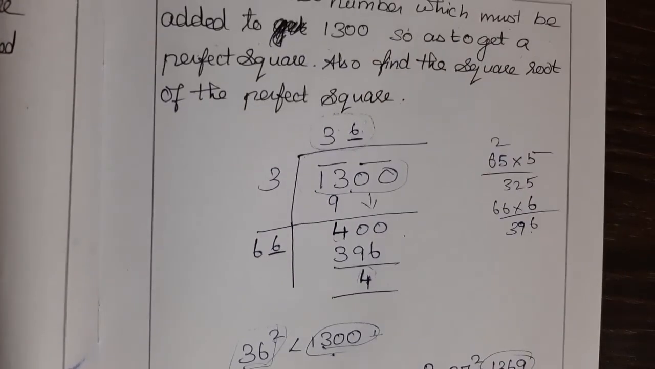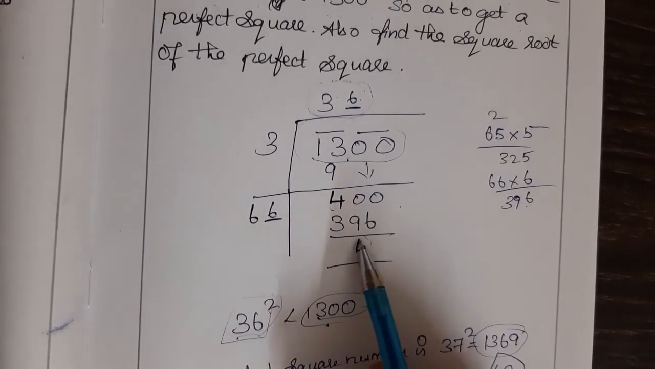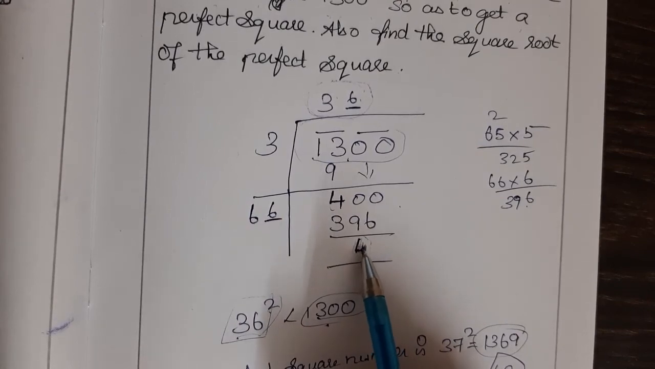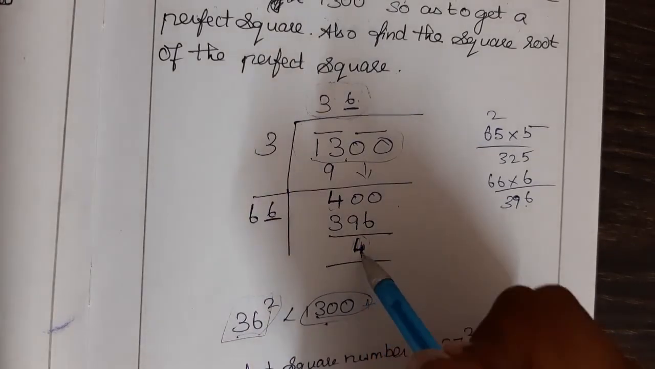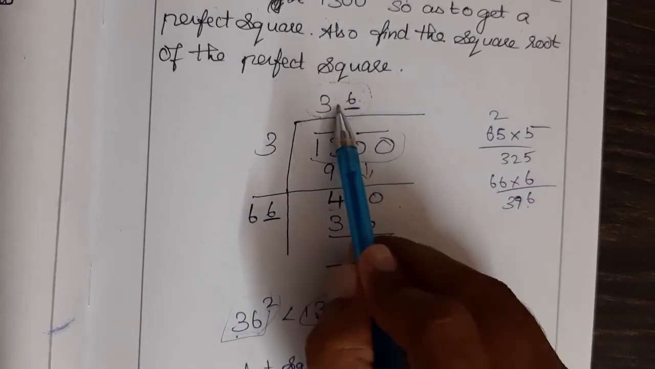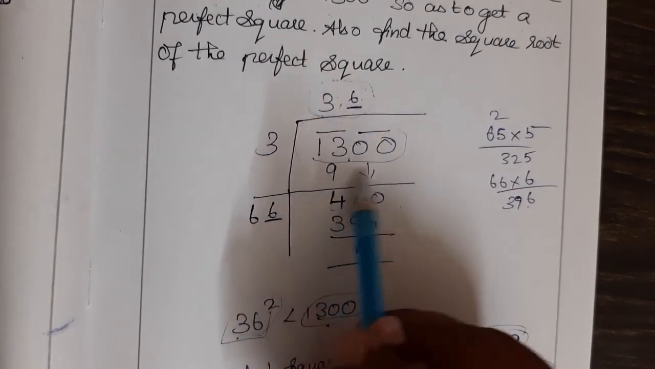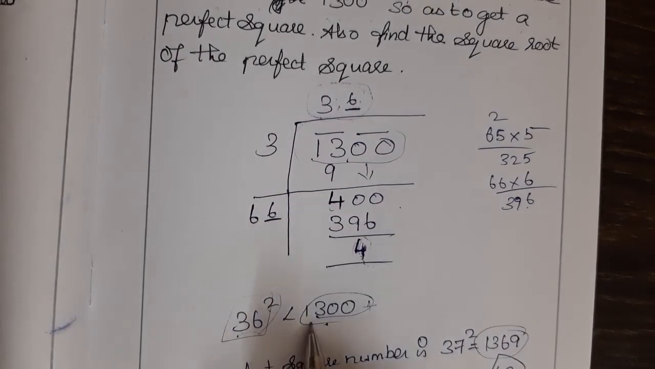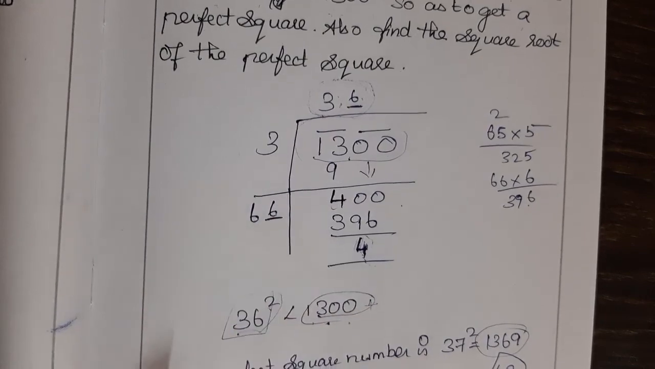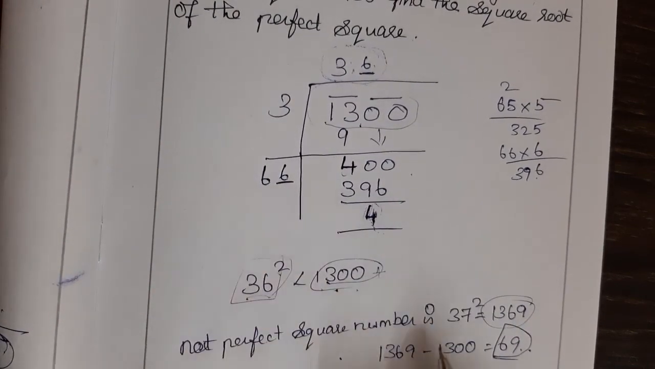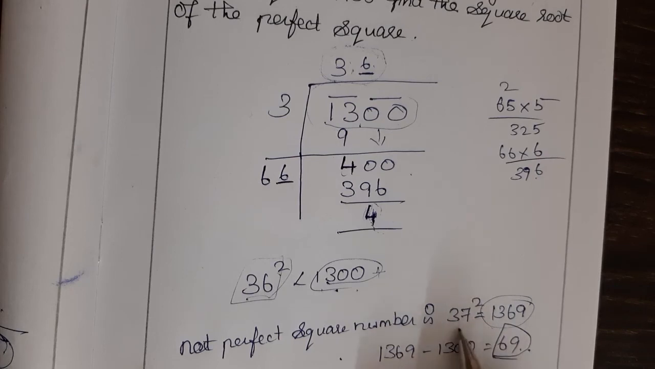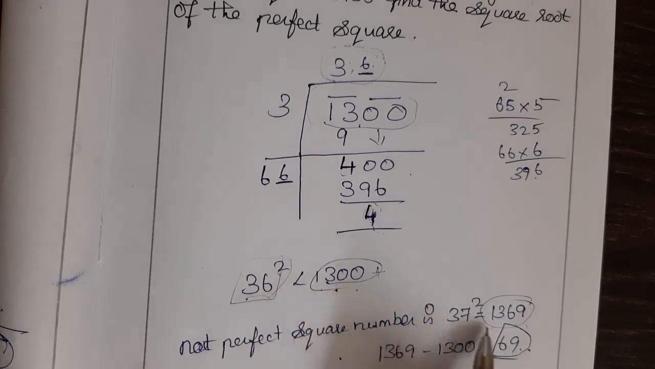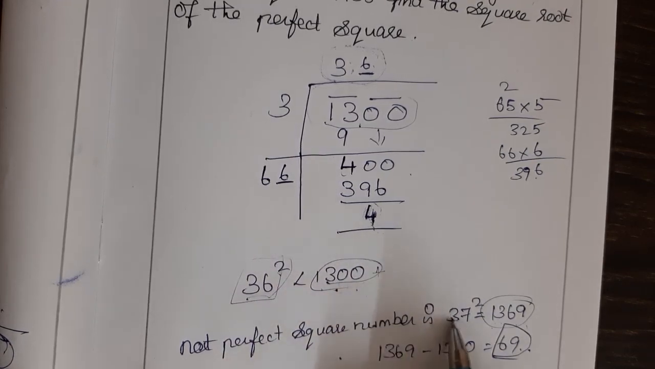So let me find the square root with the normal method, but the remainder we got is other than 0, and the quotient you can check is 36. Sure, the square of 36 is less than 1300. That's why we obtained some remainder. So 36 square is less than 1300. Then what is the next square number? It is 37 square. We'll check with the 37 square number. The 37 square is 1369. Yes, it is really close. So only 69 we have to add to get 37 square. It's a perfect square number.